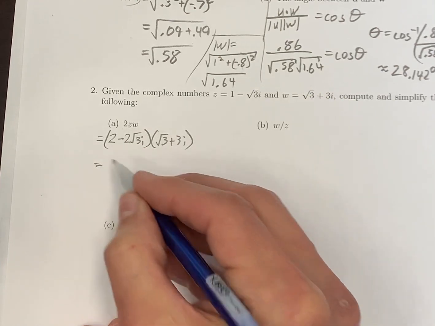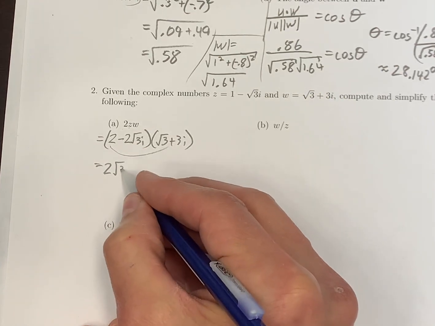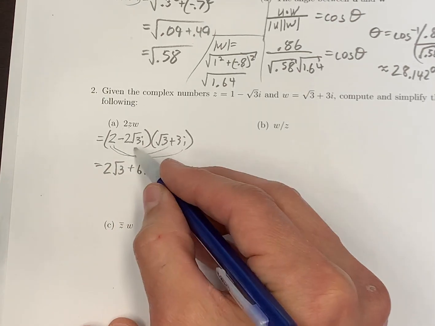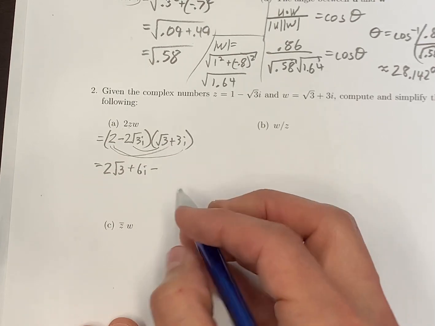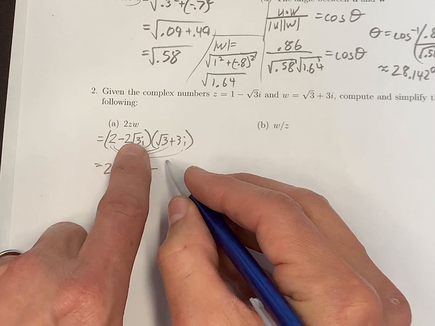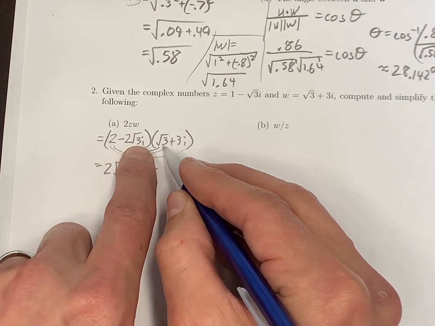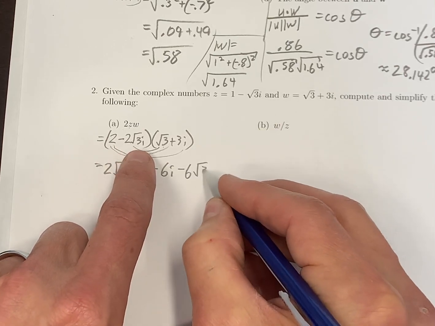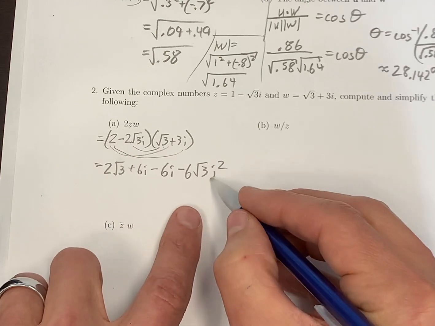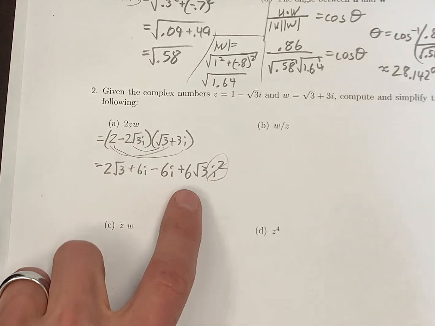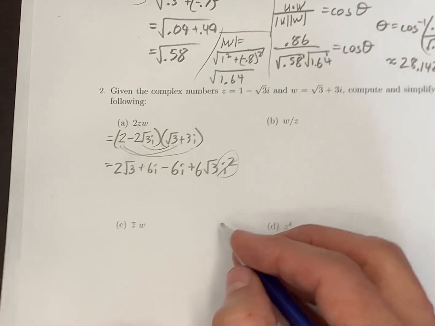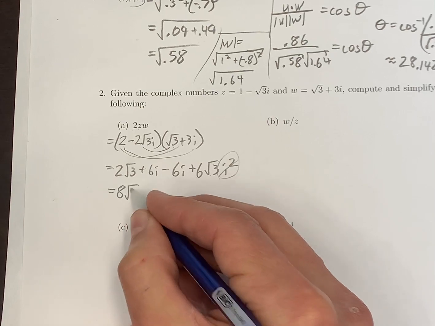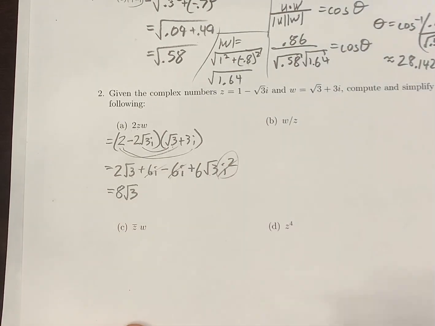So multiplying those two things, I'm going to get a 2 root 3, a 6i, a minus 2 root 3 times root 3. Root 3 times root 3 is 3, so I have a minus 6i, and then a minus 6 root 3i squared. Now remember, i squared changes that to be a positive because i squared is negative 1. So I have 2 root 3 plus 6 root 3, which is 8 root 3. And these cancel, so that's all I have there.